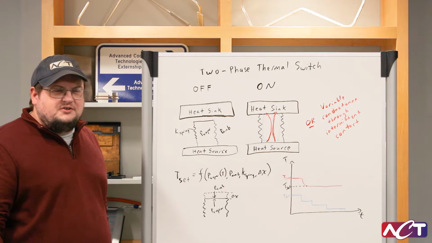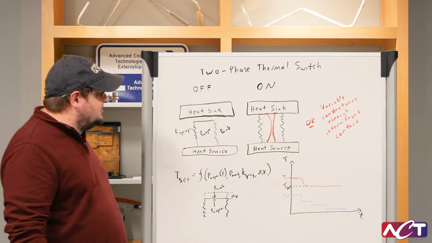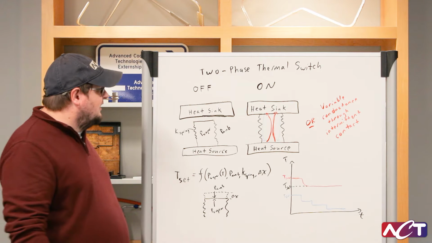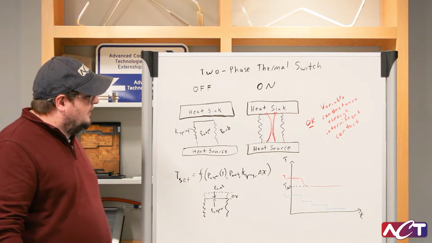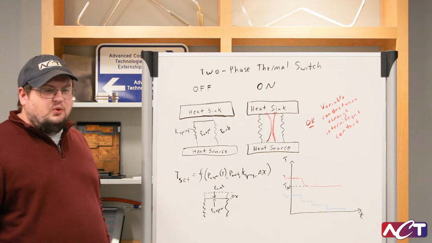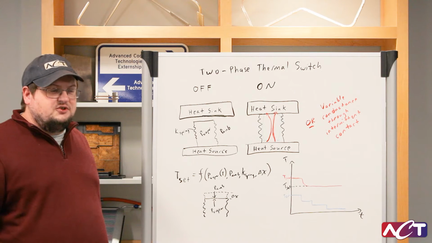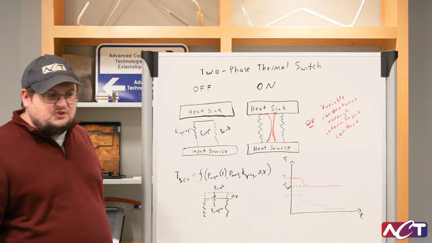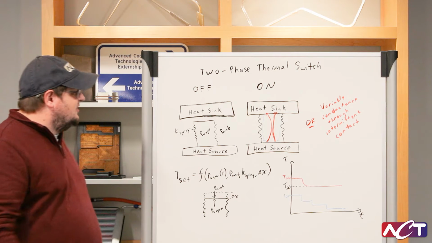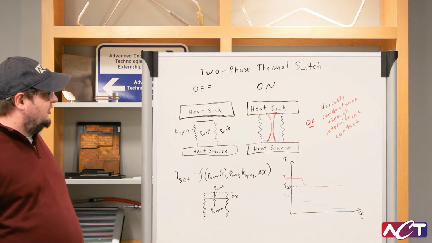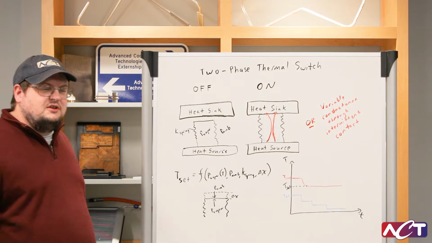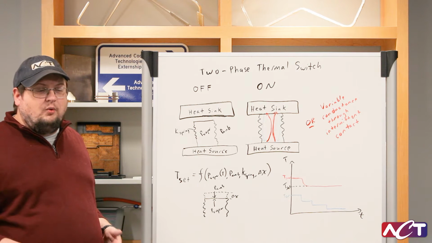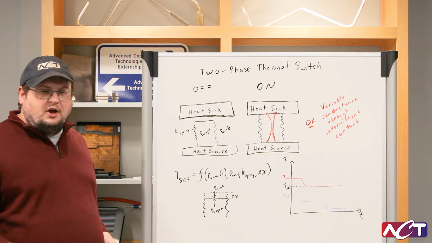I'm a lead engineer in the Research and Development Group here at Advanced Cooling Technologies, and today I'm going to talk about one of the technologies we're developing in R&D called the two-phase thermal switch. There are a lot of applications where variable conductance features are desired to maintain temperatures of components within certain windows, and one of those technologies is thermal switches. In general, thermal switches conduct heat very well when on and restrict heat flow when off.